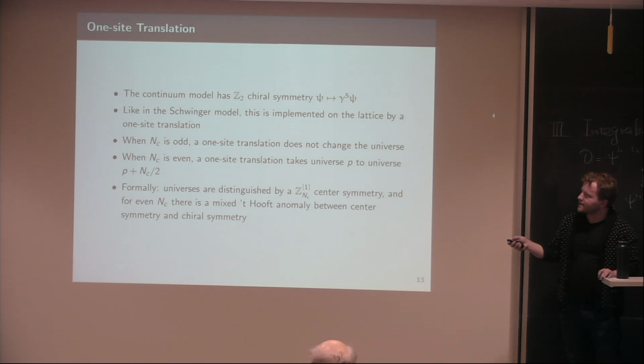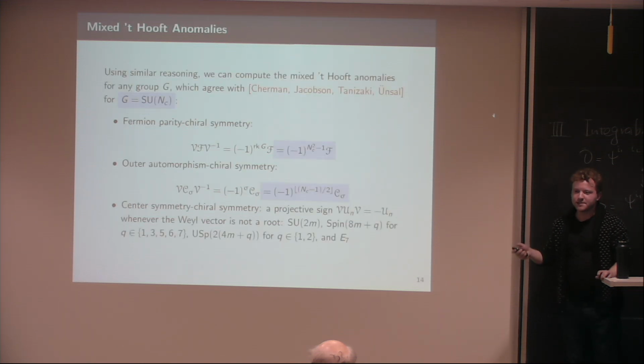So let me say a few more words about these mixed anomalies. We can actually use our lattice model to uncover all of them and compute all of them for the case of a general group. When we take the group to be SU(N_C), which is the case that was computed before by Alexei, Mithat, Theo Jacobson and Yuya Tanizaki, we see a nice agreement in that case, and we can extend the computation to other groups. So for instance, there's a mixed anomaly between the fermion parity symmetry and the chiral symmetry.